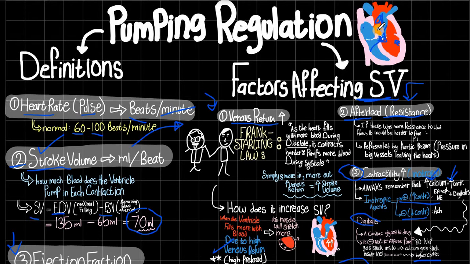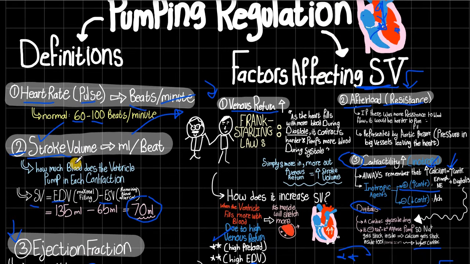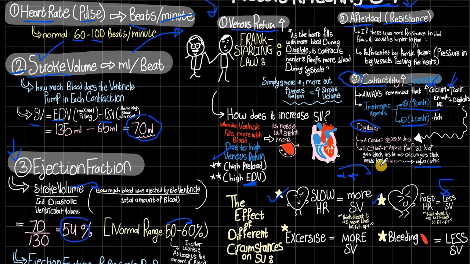Why is that? Because if it contracts really fast, think about it that it's going to leave less time for the ventricles to fill up, so the stroke volume will decrease. So a slow heart rate equals a higher stroke volume, and a fast heart rate equals a lower stroke volume.